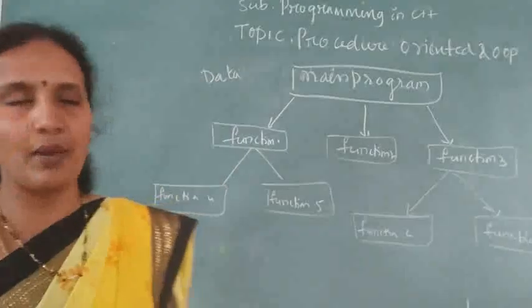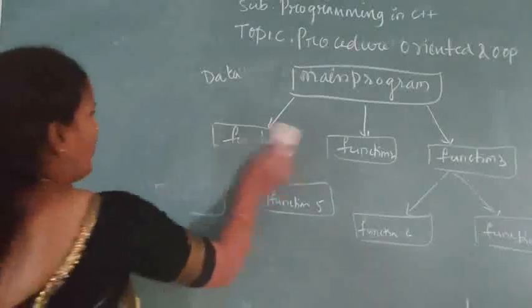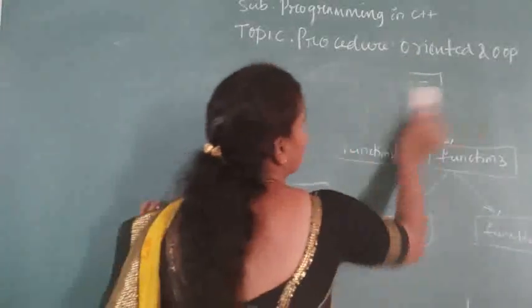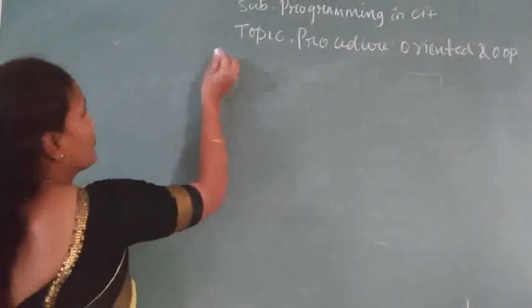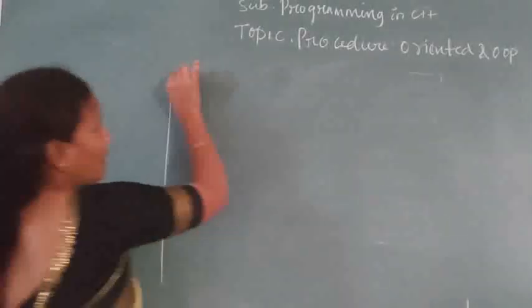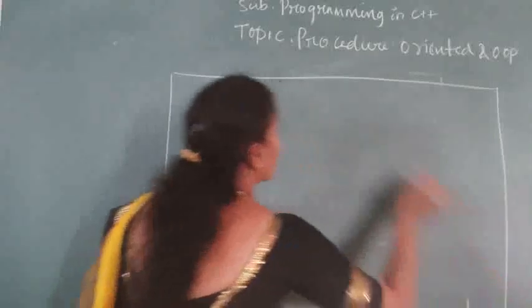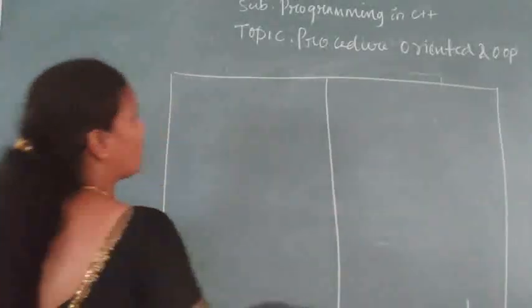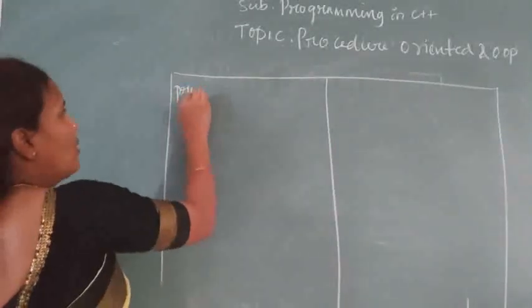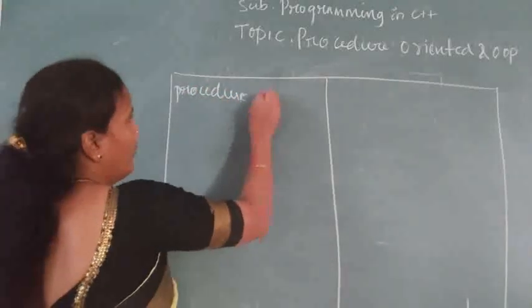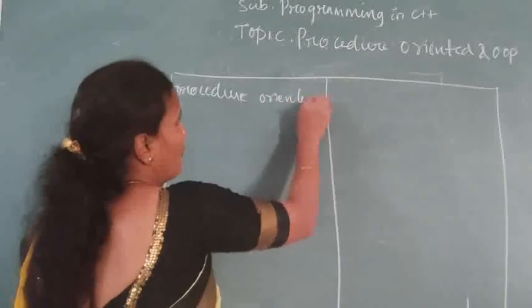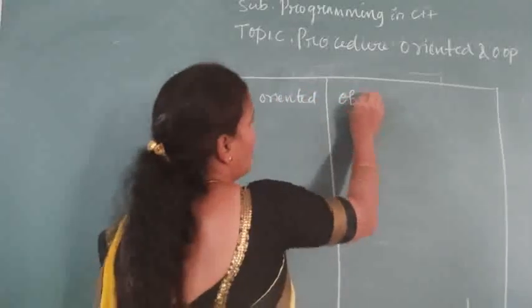Now we will discuss object-oriented programming. I will differentiate so that you clearly get what is procedural and what is object-oriented. Procedure-oriented, object-oriented.